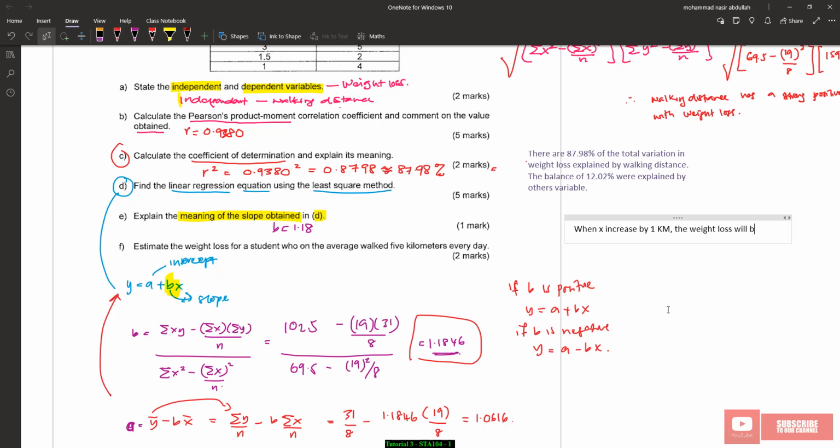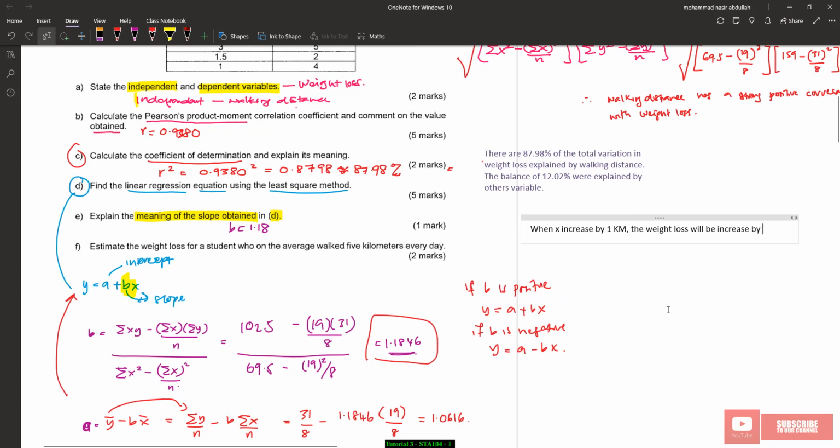So weight loss will be increased by 1.06 kilo. So in this case I was misunderstanding this case. So the interpretation is, when X increases by 1 kilometer, meaning when the walking distance increases by 1 kilometer, the weight loss will be increased by 1.06 kilo. It means that the weight will lose 1.06 kilo. It is not that weight is added, right? This is weight loss, right? So this is how we interpret for E.